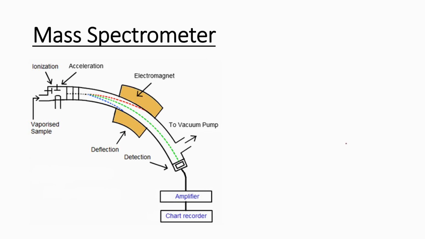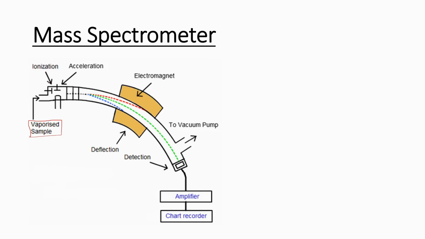You can see here that we have, first of all, a vaporized sample. So when we insert a sample into the mass spectrometer, it needs to be in the form of a gas. It needs to be gaseous. In this way, if it's atoms that we're injecting, the atoms are separate. If it's molecules, the molecules are separate from each other. In this way, they can be ionized.